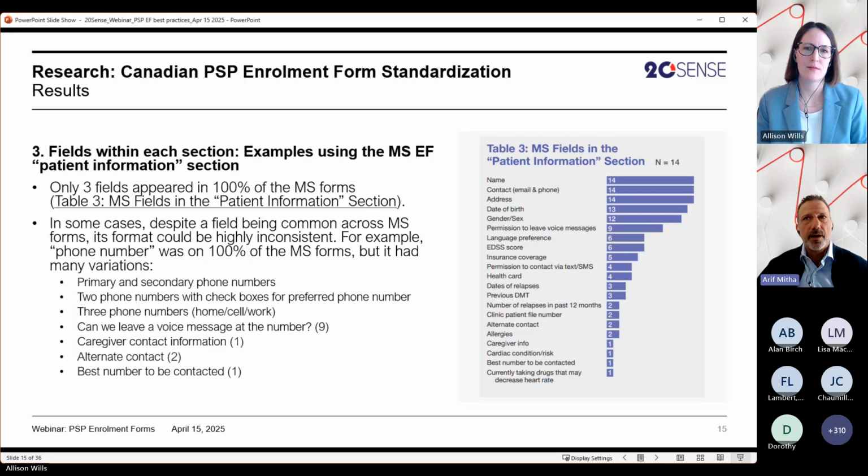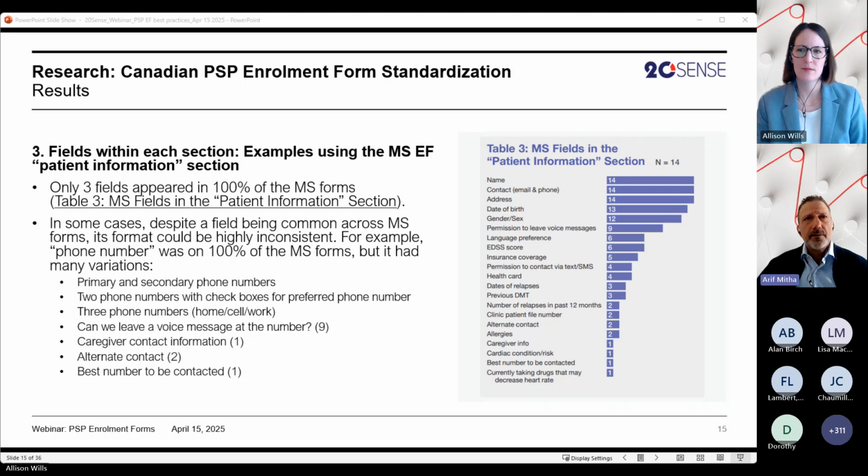Then it started to drop. Date of birth was only on 13 forms. Gender was on 12 forms. Permission to leave voice message on 9 forms. Language on 6 forms. Health card was on 4 forms. So it started to vary quite a bit.